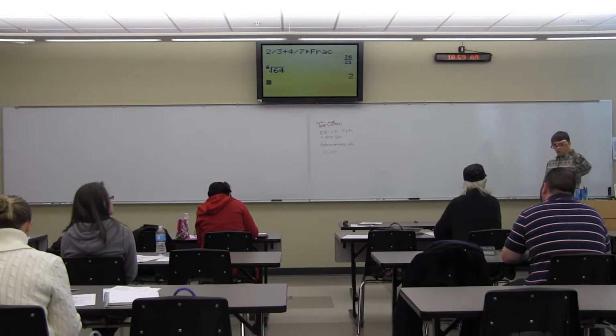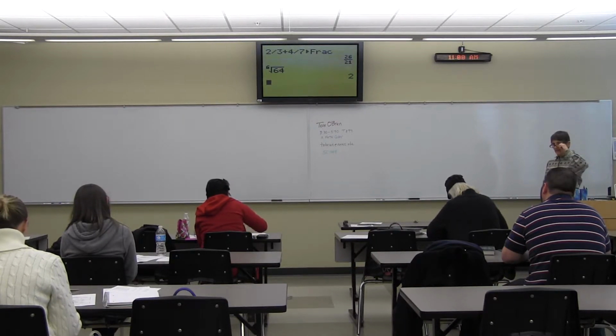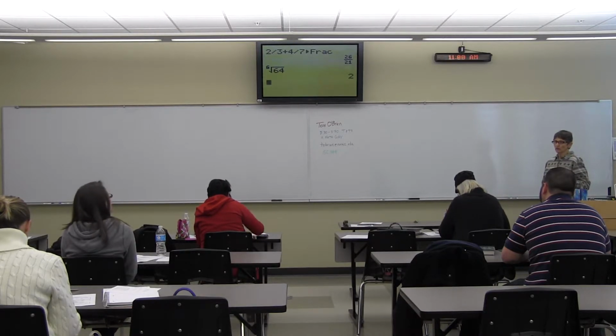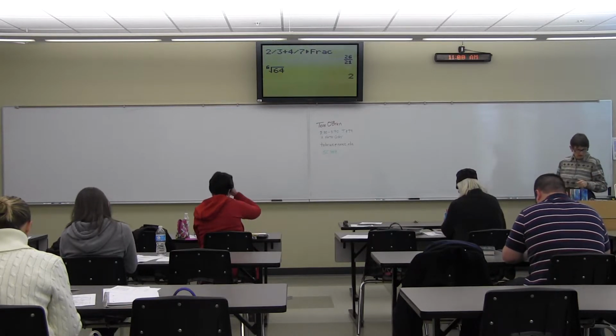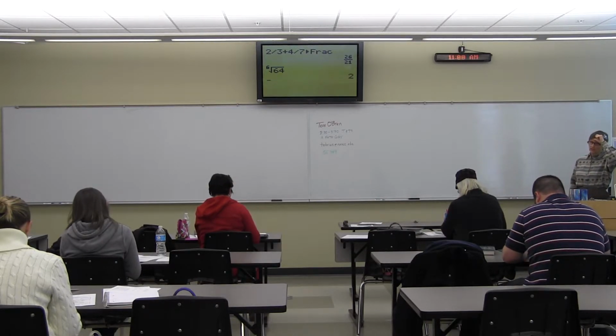You put in whichever root you want to take first, that number. So that's why we had to put the 6 in. Then you hit Math 5 to get the any root key. And then you hit the number you want to take the root of.